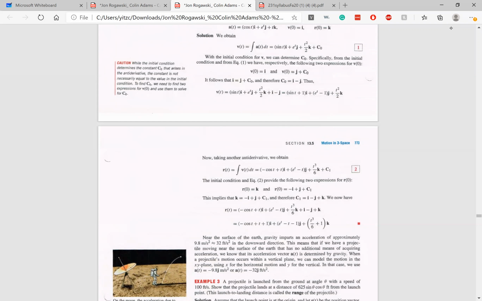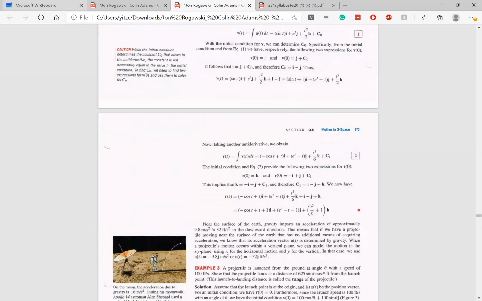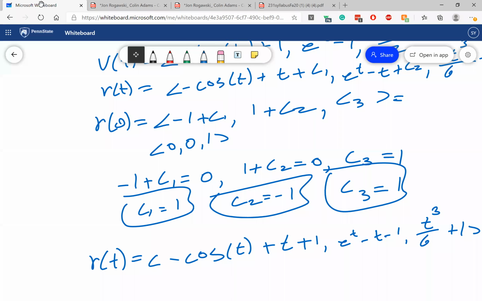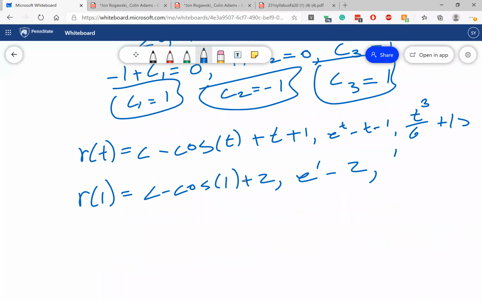Now, if you wanted to figure out what the particle will be at time 1, for example, you can just plug that in at this point. So they might ask you, okay, what is r of 1 then? And you can plug it in and say, okay, that would be negative cosine of 1 plus 2, and e to the 1 minus 2, and 1 over 6 plus 1.